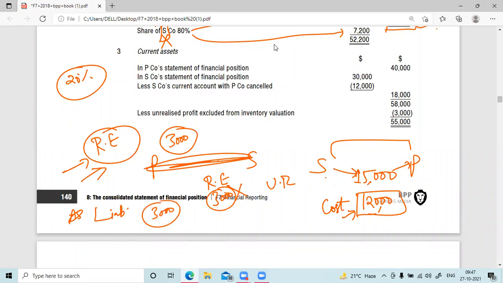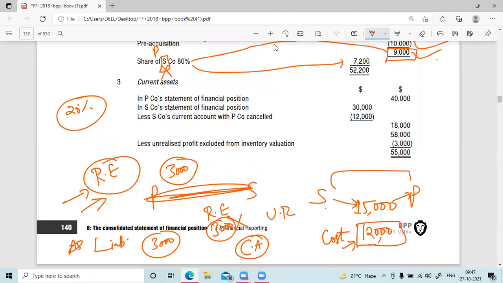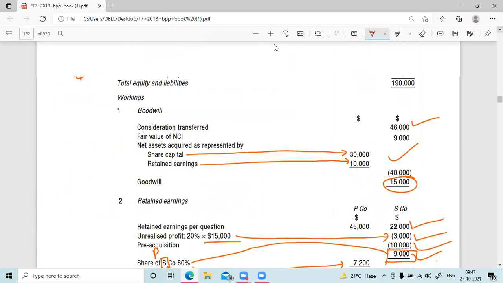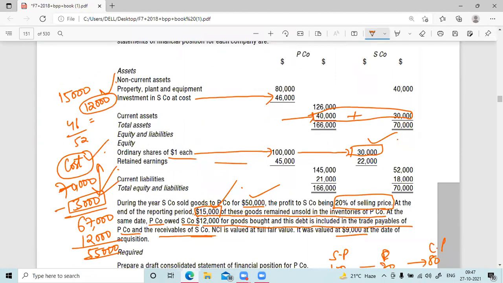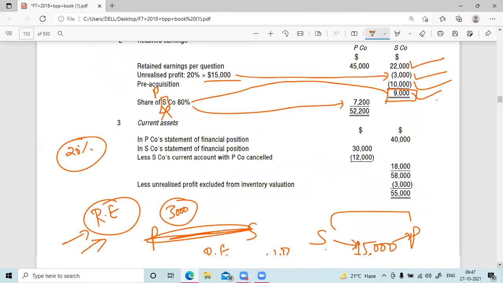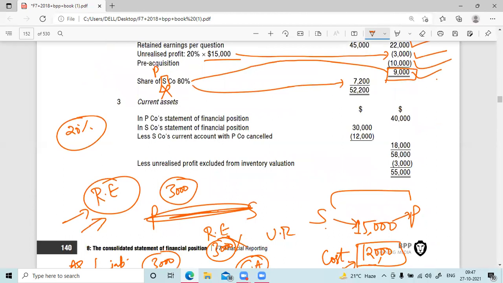And inventory in this question is included in current assets, not given separately. Correct or wrong? Yes, sir. So they have given you current assets how much? 40,000 plus 30,000. So we will add that 40 plus 30. And then we are removing what? 3,000. Are we removing or not? Yes, sir. Unrealized, we are removing now. Now the next point.